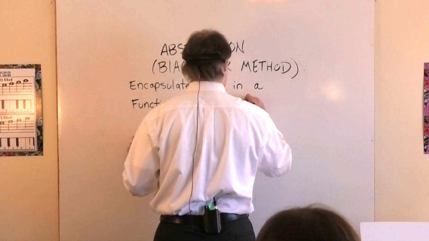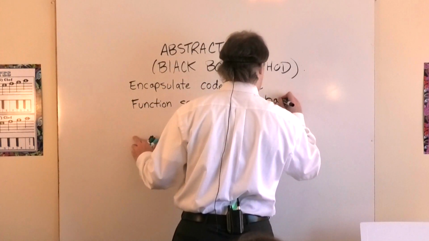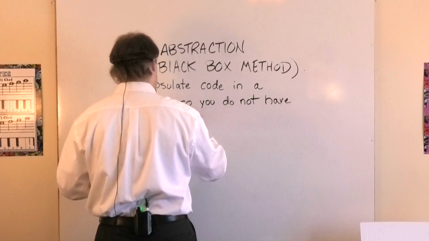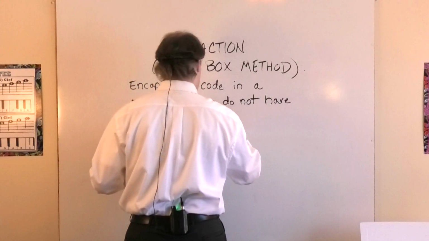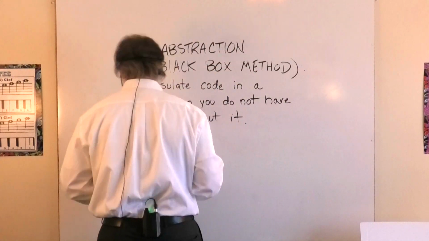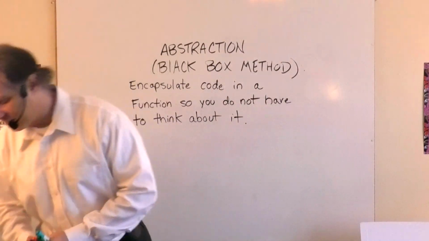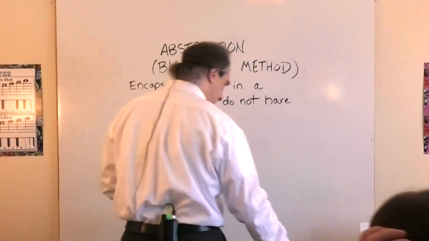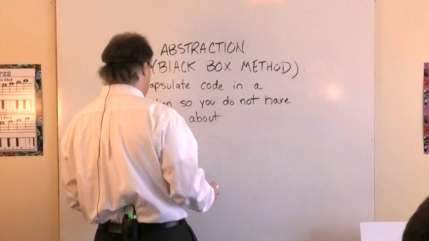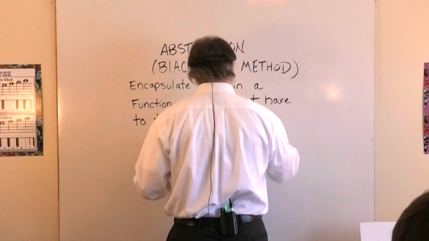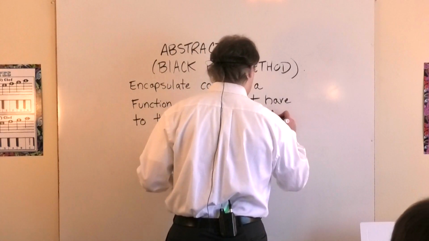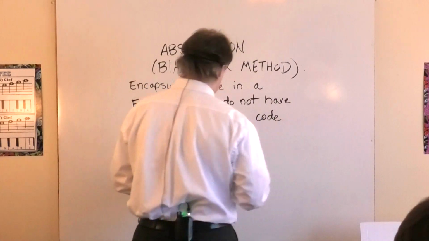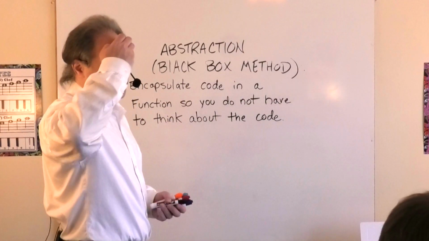so you do not have to think about the code. You don't want to have to write repeat 4, forward 50, right 90 every time you want to write a square. You just want to write the word square to not think about the code. That's the definition there.